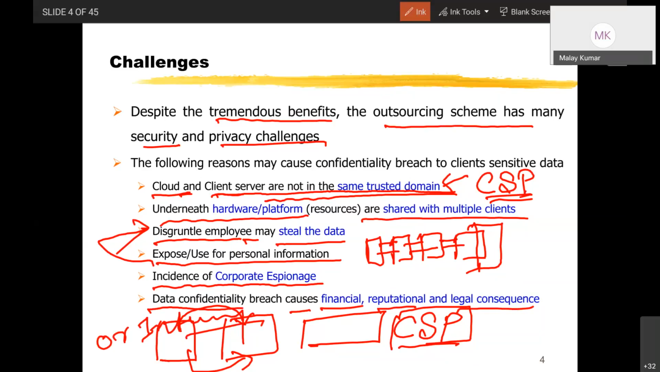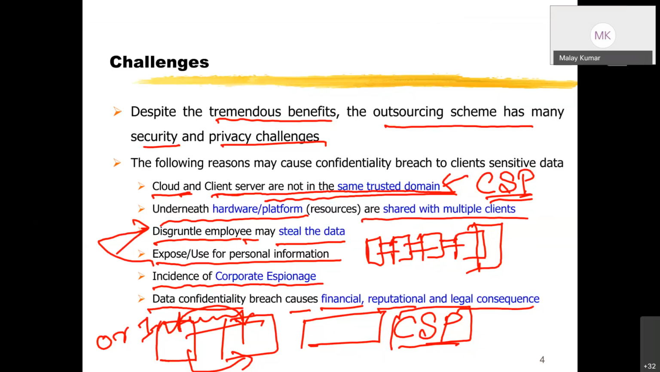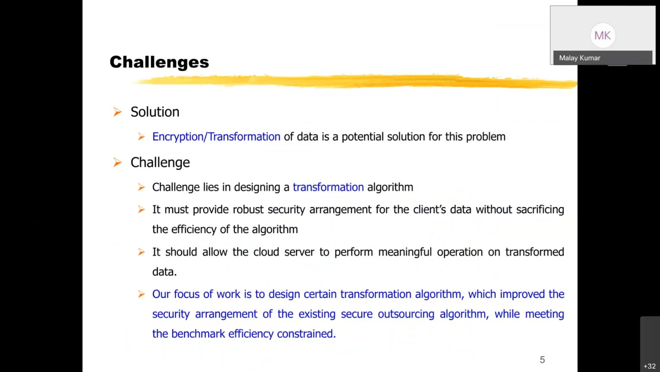So how can we resolve such an issue whenever an application is outsourced in the cloud environment and using its service? So let's see that. The first solution is, why not encrypt the data?